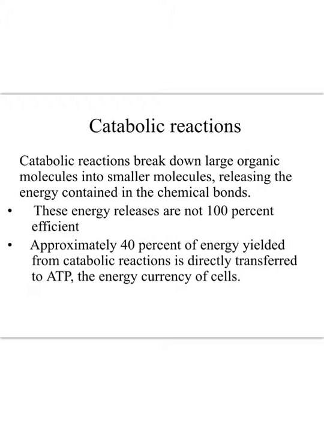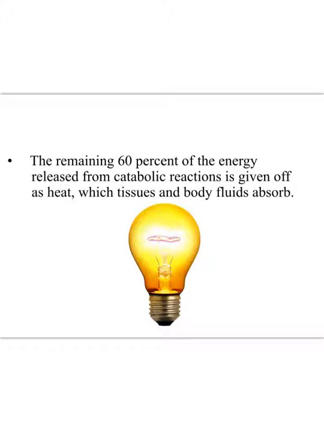Catabolic reactions basically are breaking down large organic molecules into smaller bits and pieces. And when they break down these molecules, they're releasing the energy that's in those chemical bonds. So this is not a terribly efficient method, and you're only going to have about 40% of the energy release that's going to be able to be used by the cells. Approximately 60% of the energy that's released when these molecules are broken down will be lost, and it's lost in the form of heat. So it's this heat that's going to give you your body temperature, your 98.6 or whatever you run.